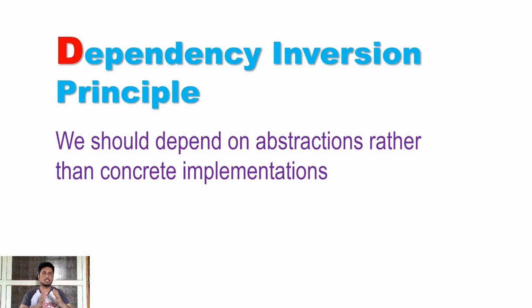Now this last one starts from D, and it stands for Dependency Inversion Principle, and it says that we should depend on abstraction rather than concrete implementation. Whatever functionalities we embed in our application should use abstraction rather than implementing those concretely. Now let's go to the IDE to understand this.